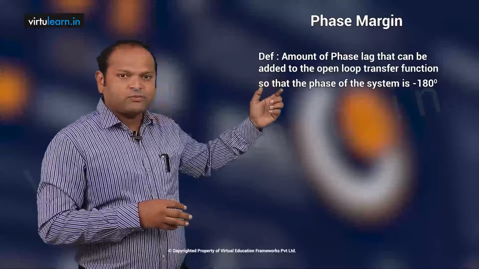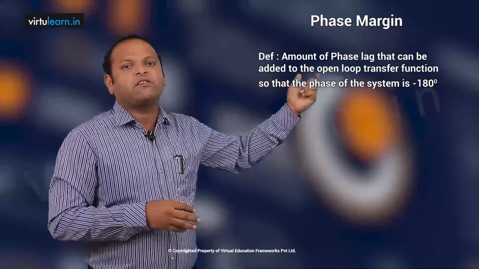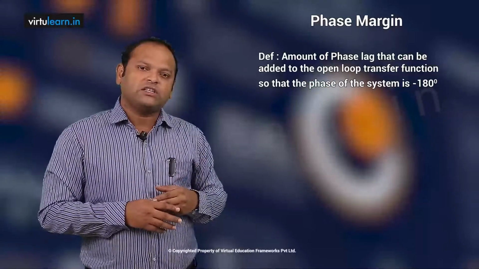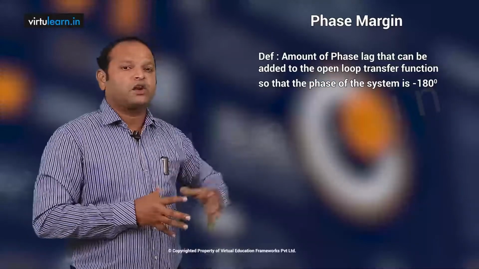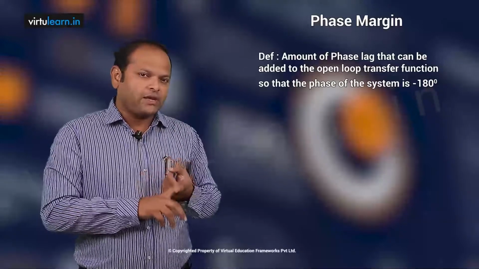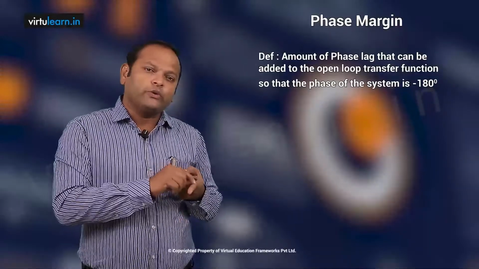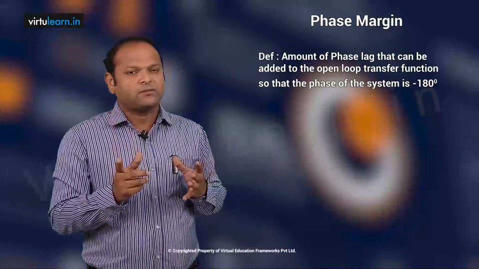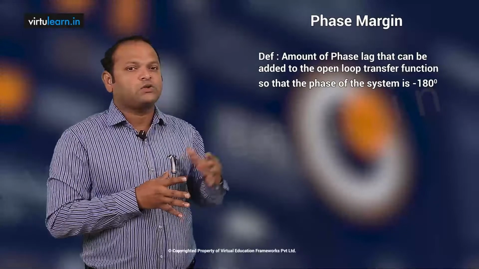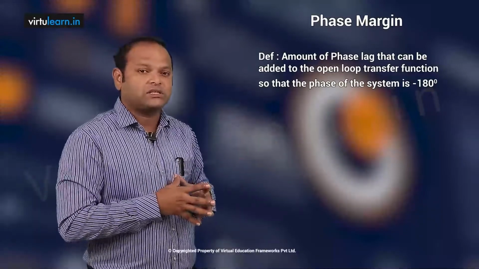How can you write the phase margin? Phase margin is 180 plus φgc, where φgc is the phase angle of G H of j omega at gain crossover frequency. So we have two crossover frequencies: omega pc, the phase crossover frequency, used to find the gain margin of the system, and another frequency, the gain crossover frequency, used to find the phase margin of the system.